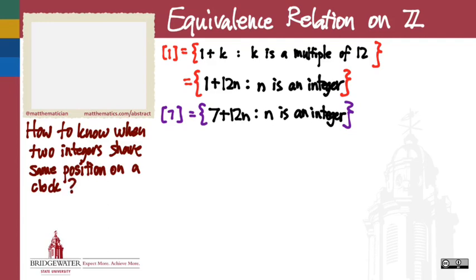So just to prime the pump a little bit here, let me take a number like 230, and then let me take another number like, I don't know, negative 142. So here's two numbers. And I'd like to know, do those occupy the same position on a 12-hour clock, or are they in different spots? How can we answer that question? One way of answering this question is to divide these numbers by 12. But neither of these numbers are divisible by 12, right, if we check.